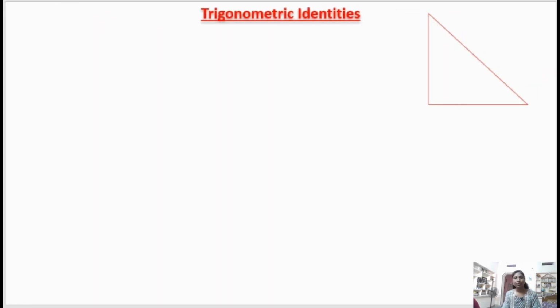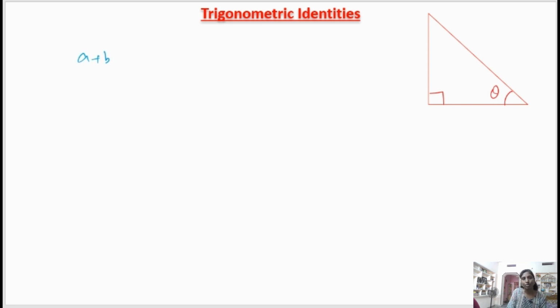So friends, today we are going to learn trigonometric identities. Suppose we have a right triangle. Here one angle is 90 degrees, and let this angle be theta. So what is an identity? Do you remember any algebraic identity? Let me write here.